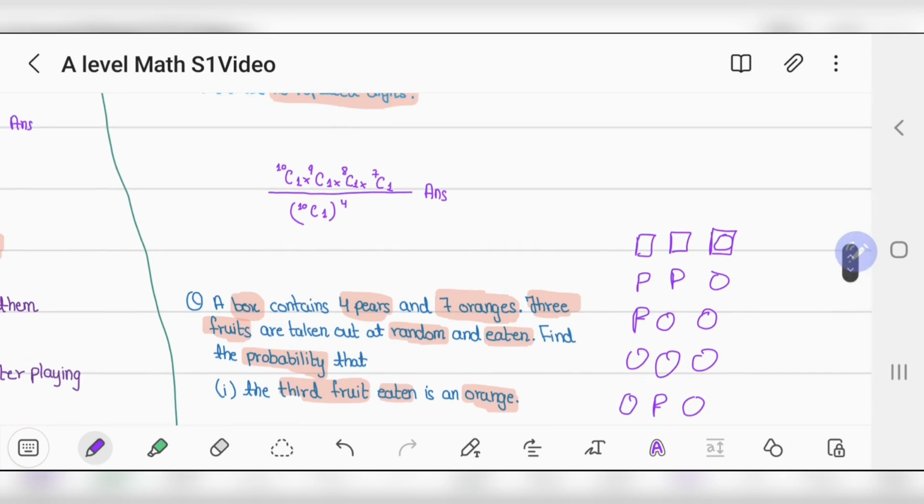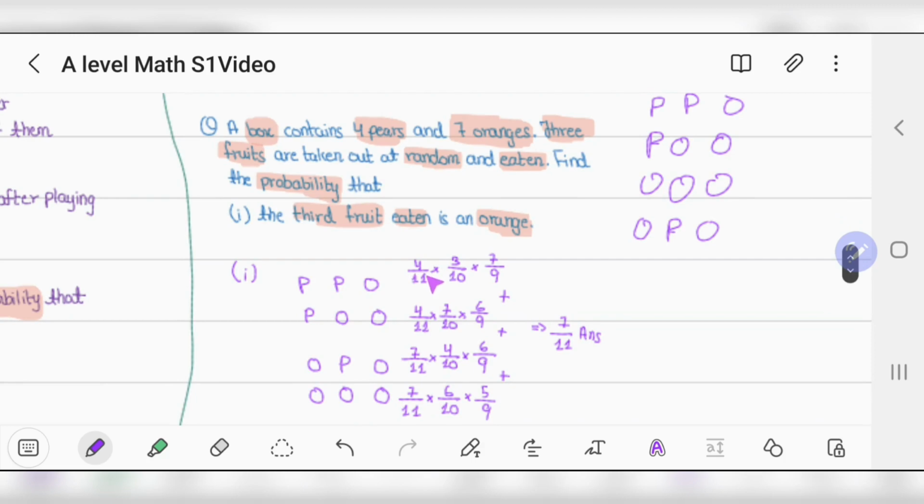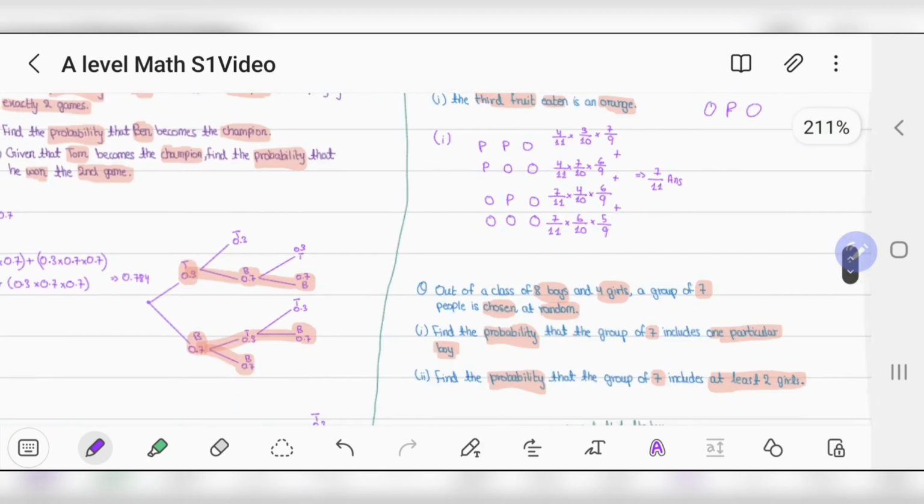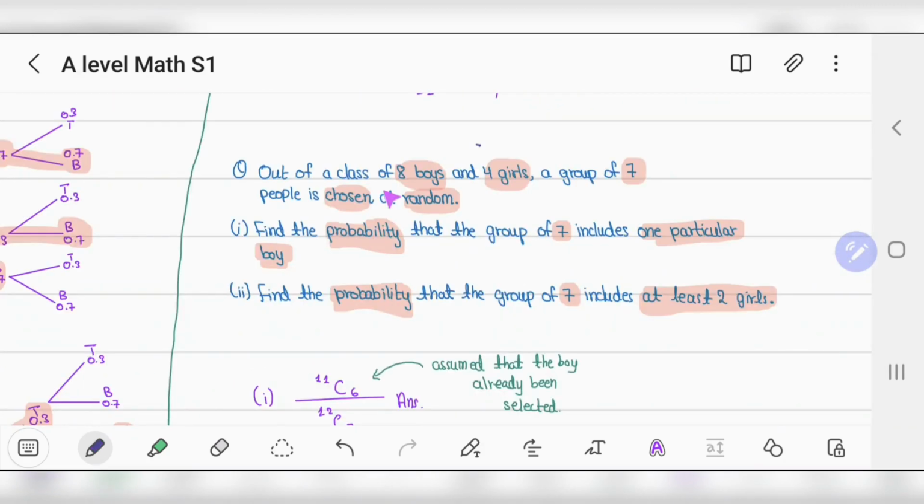Now we need to find the probability. The probability of this is 4 upon 11, then 3 upon 10, and then 7 upon 9. Then doing it this way, you add them up, and you just get the answer. It's very easy.